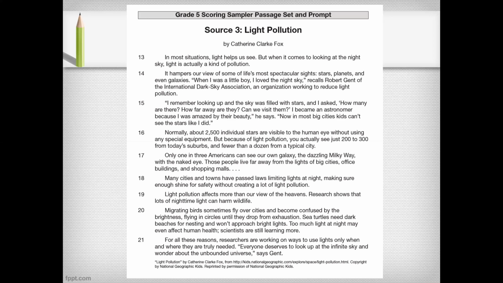Those people live far away from the lights of big cities, office buildings, and shopping malls. Many cities and towns have passed laws limiting lights at night, making sure enough shine for safety without creating a lot of light pollution. Light pollution affects more than our view of the heavens.